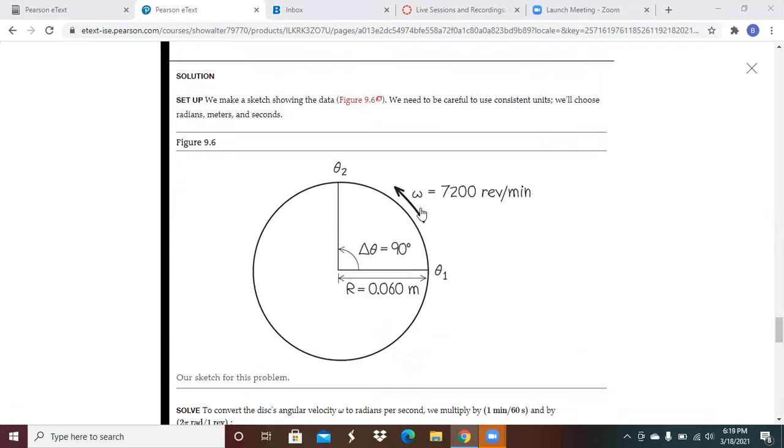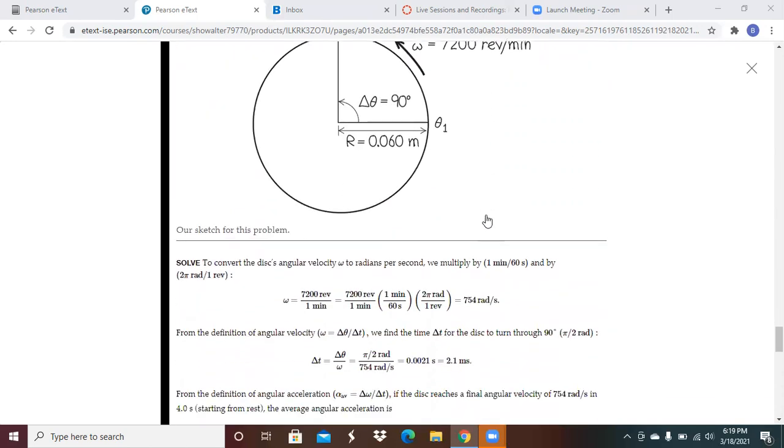We're drawing this out. We've got our CD. We need to be careful to be consistent with the units, so we're going to use radians, meters, and seconds. We've got meters here for the radius. We have a change in the angle here of 90 degrees. And we have angular velocity here at full speed of 7,200 revolutions per minute.